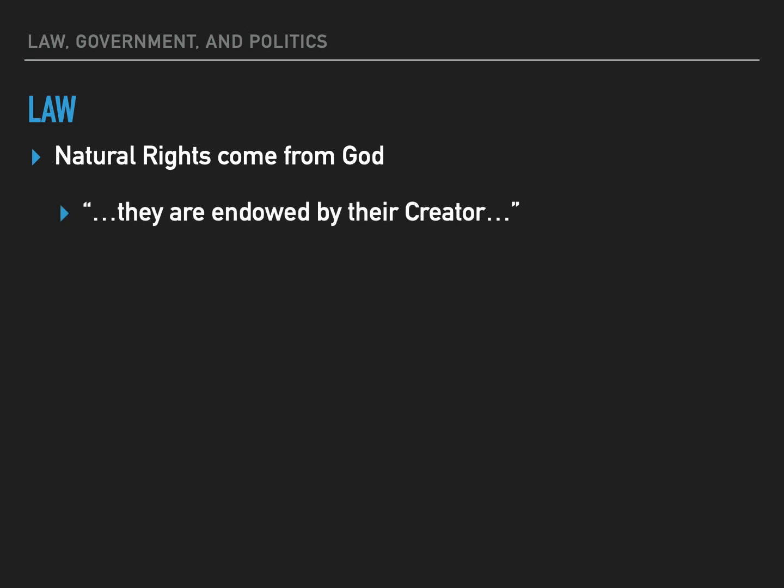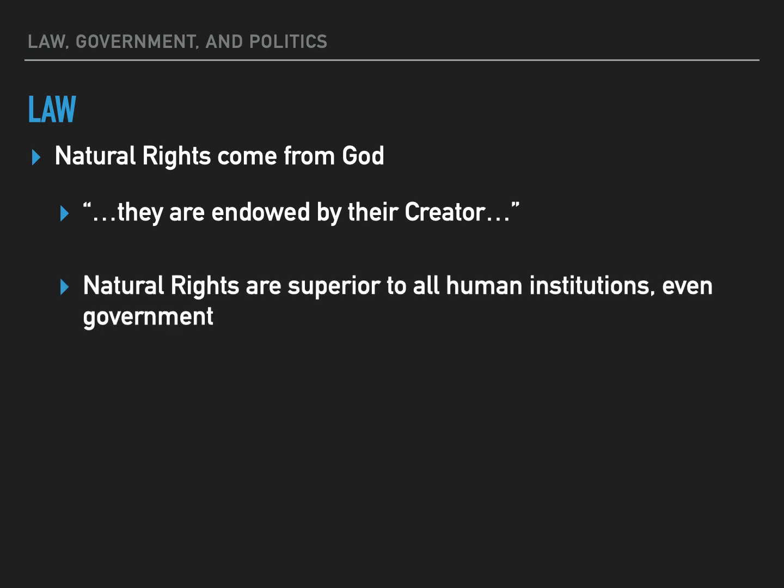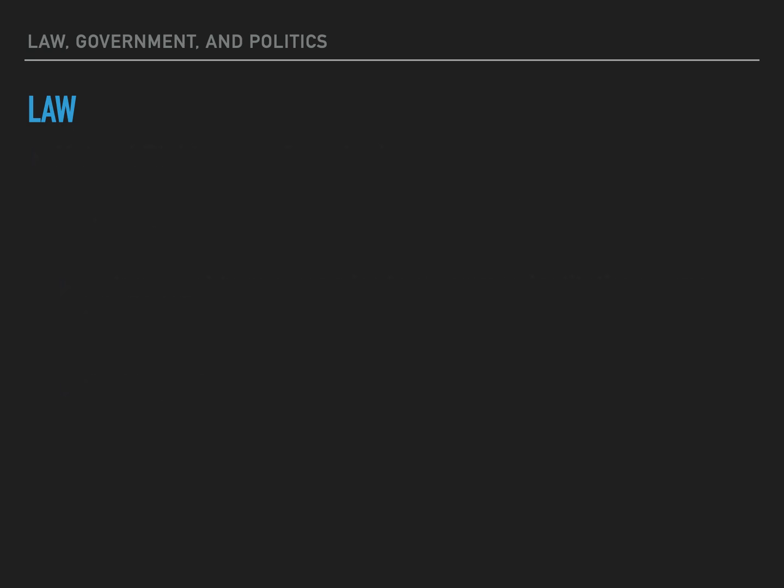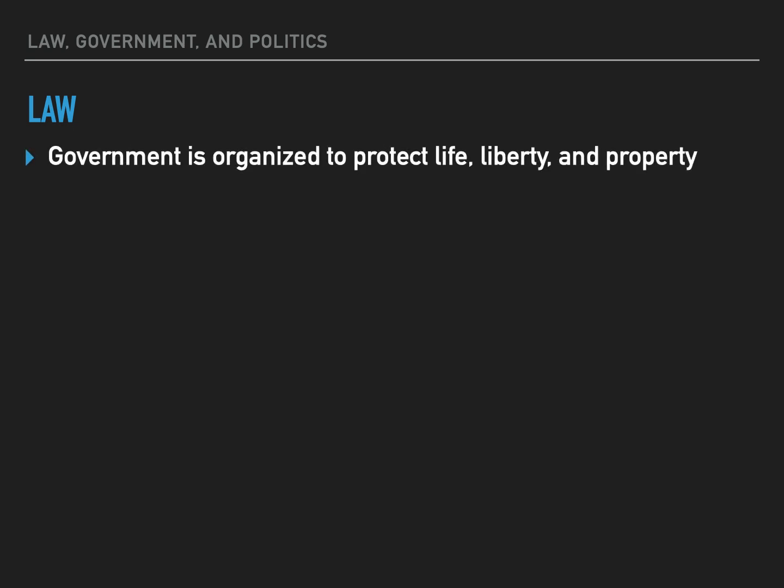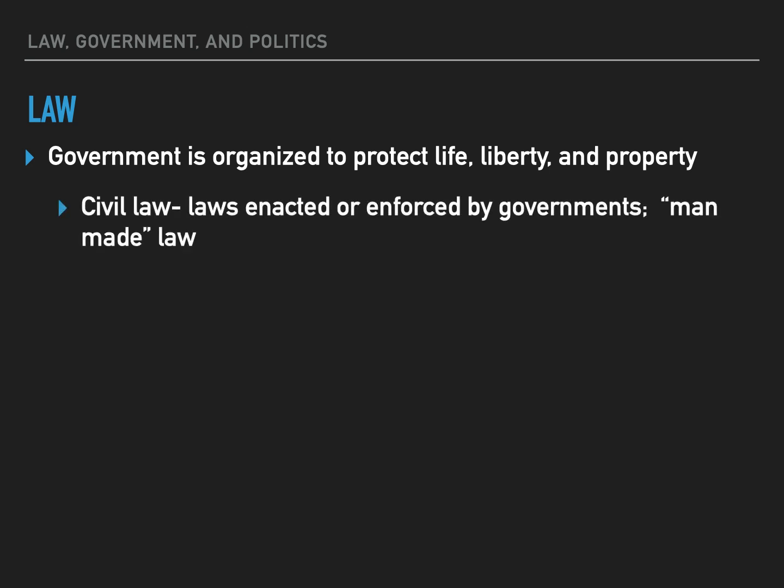So why must these rights be recognized as coming from God? Well, natural rights are superior to all human institutions, including government. God is perfect. Man is not. Natural rights are universal and eternal. But if these rights are merely gifts from one man to another, then they're small and temporary. Now, the second point: government is organized to protect life, liberty, and property. To do this, governments create civil law, laws enacted and enforced by governments. Think of this as man-made law.